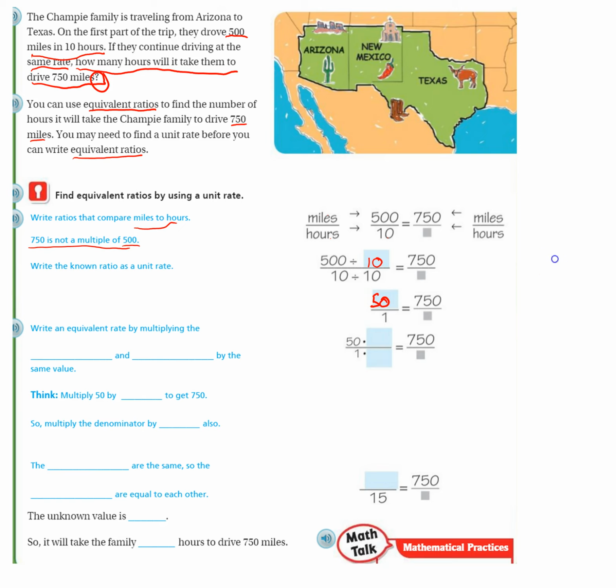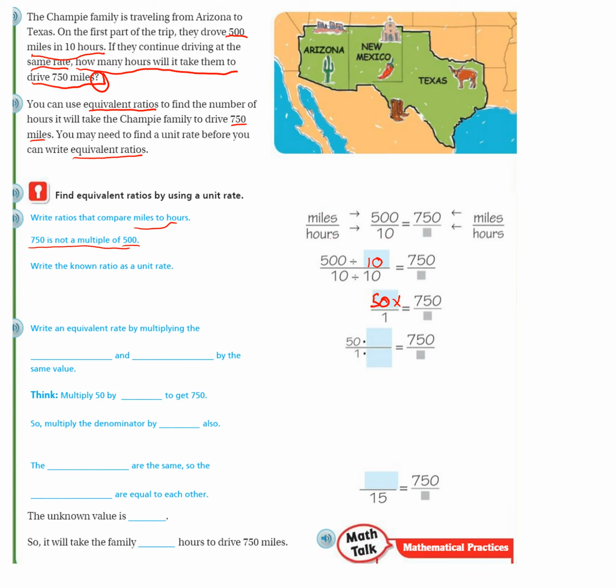I'm erasing my work, never erase your work. We can't get 750 from 500 divided by 10, so we couldn't just put a 1 under here and leave it as 750. 500 divided by 10 is 50, 10 divided by 10 is 1, and now we need to find an equivalent ratio here. So now I can multiply 50 by something to get 750.